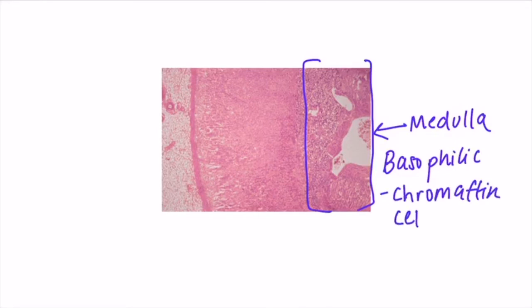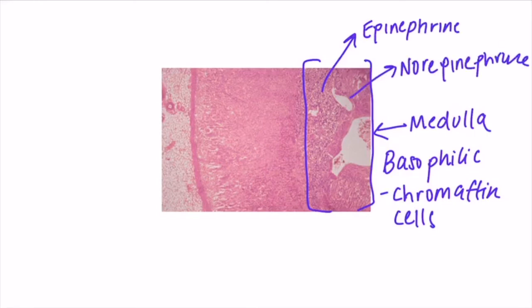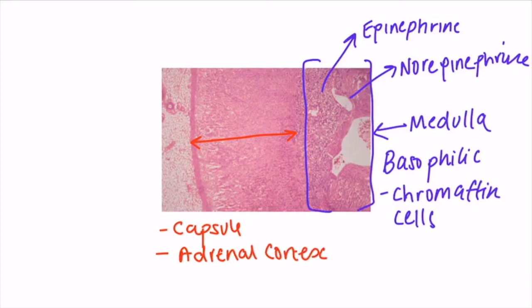Here we have the adrenal medulla. The cells here are organized in clusters and cords and are described as chromaffin cells. They are columnar in shape and rather basophilic. Medullary chromaffin cells secrete catecholamines such as epinephrine and norepinephrine. Depicted here again is the adrenal cortex and the capsule.